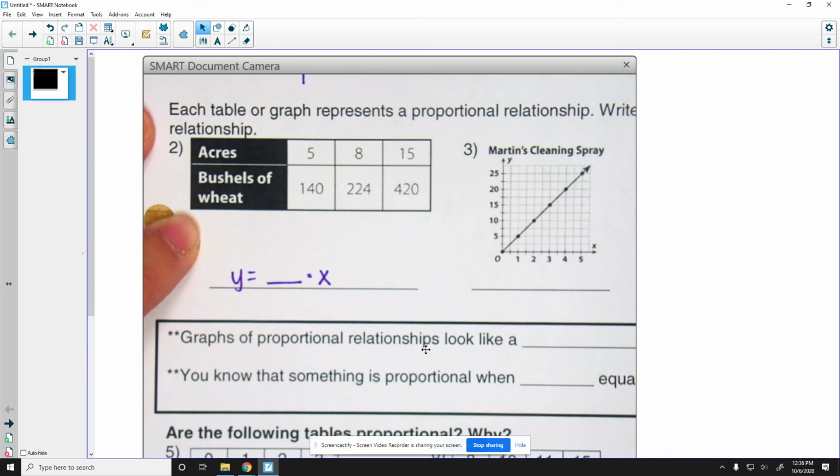Henry, pick it up, throw it away. We're not doing that in class right now. No, Henry, thank you. No, Frankie, give it back to him. It is his. He can throw it away.